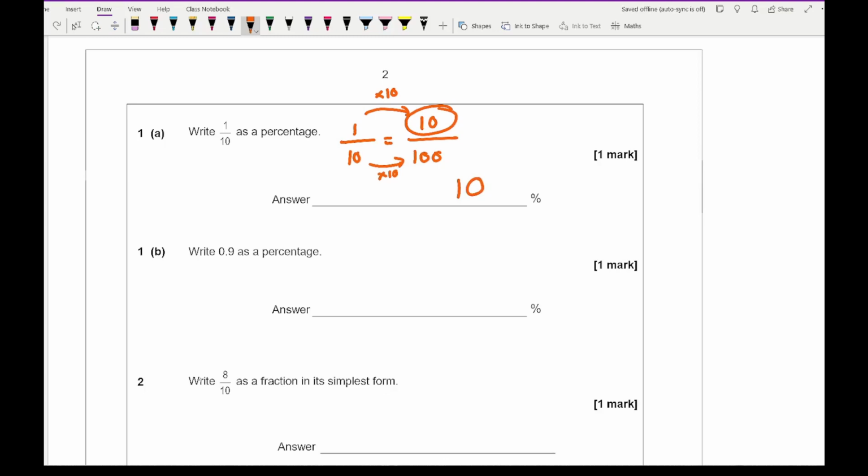Then write 0.9 as a percentage. Well, again, 0.9 is the same as 9 over 10, and if we write that as an equivalent fraction, then we get 90, so it's going to be 90%.